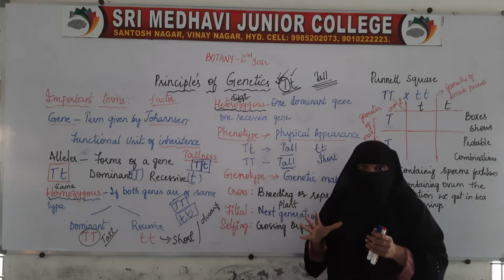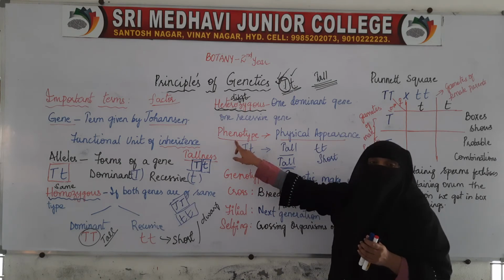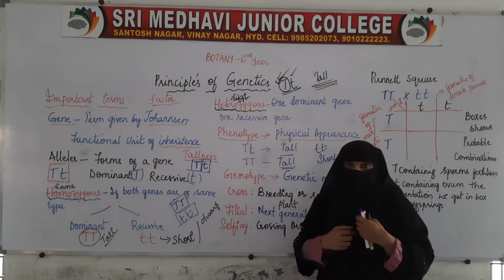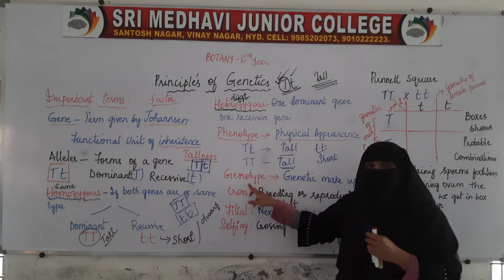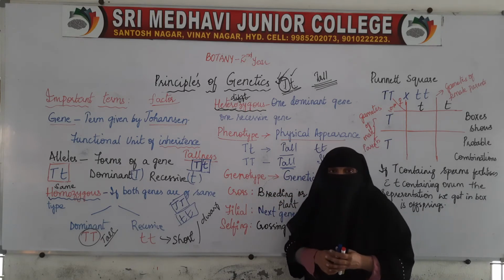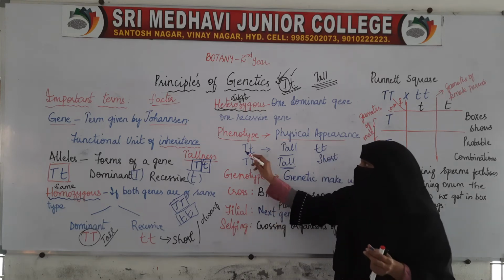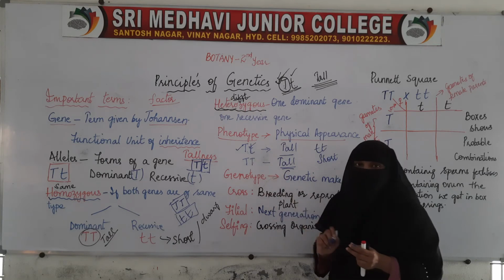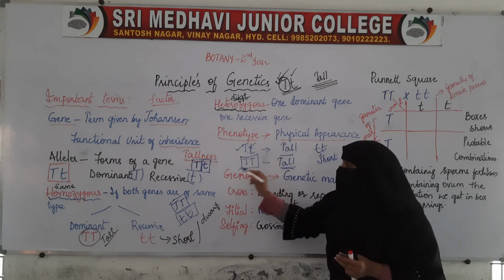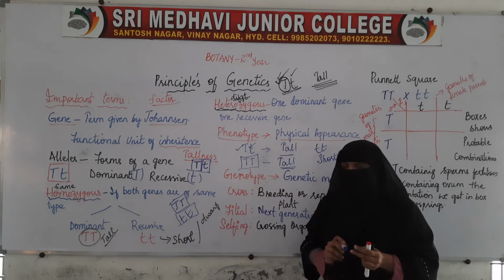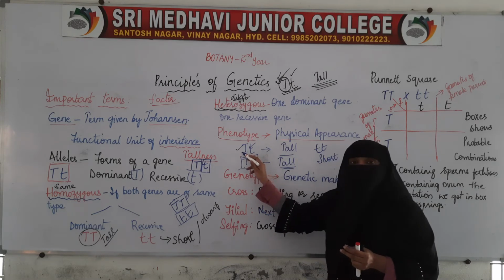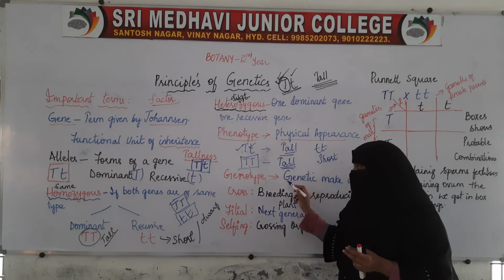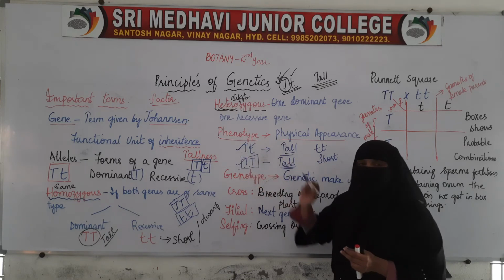So the physical appearance is the phenotype, how the plant looks from outside. And genotype is the genetic makeup, the genes which are present inside. Here the genotype is one dominant, one recessive, that is heterozygous. The genotype here is homozygous. One is homozygous, one is heterozygous, but the phenotype is tall.